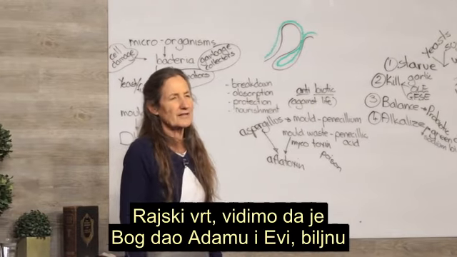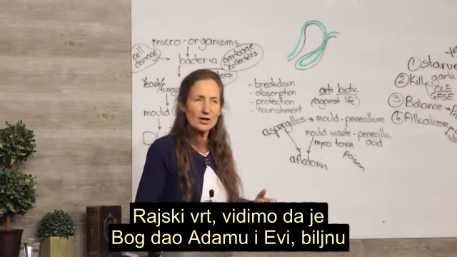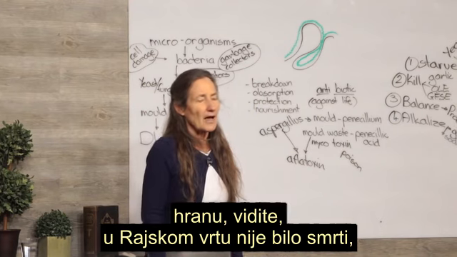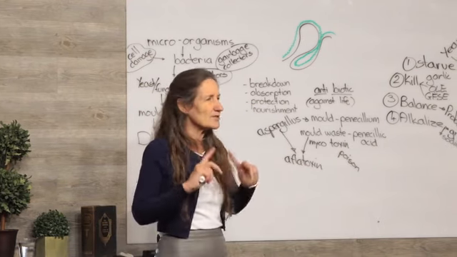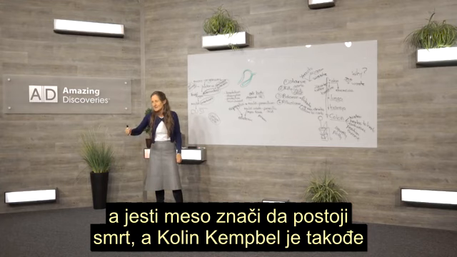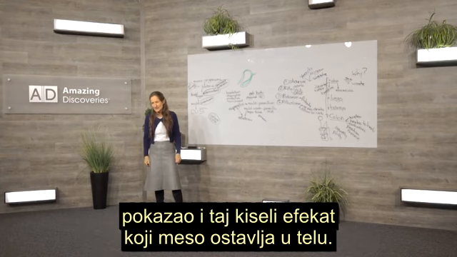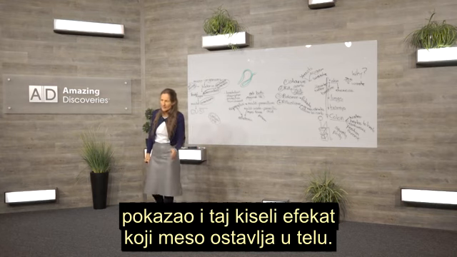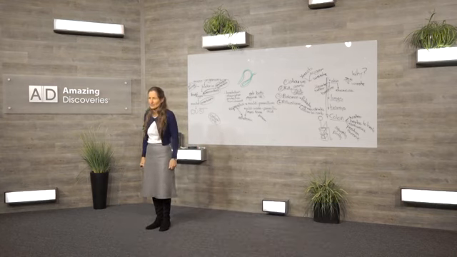If we also go to the Garden of Eden diet, we see that God gave Adam and Eve a plant-based diet. You see, there was no death in the Garden of Eden. And to eat meat, there has to be a death. But Colin Campbell also showed how it has this acid effect on the body.